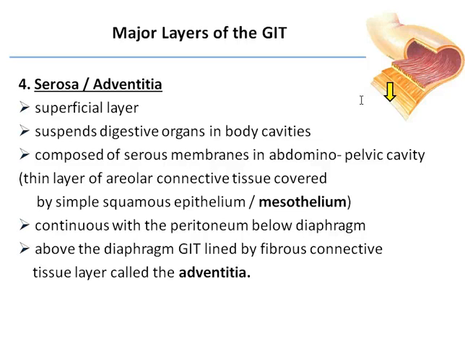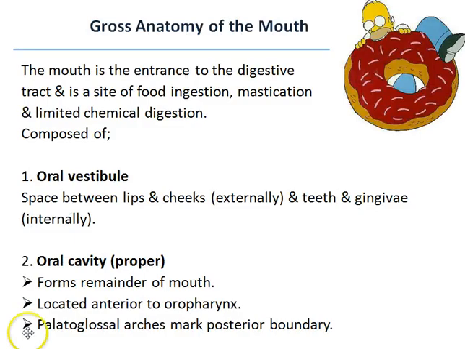So we suspend many areas of the gastrointestinal tract through a membrane network. The serosa helps us to attach the gastrointestinal tract to that membrane network. The membrane network I'm referring to is the peritoneum below the diaphragm, the thoracic diaphragm I should say, and we'll consider that very soon. If we're above the thoracic diaphragm, the gastrointestinal tract is lined not by serosa, but a fibrous connective tissue layer we call the adventitia.